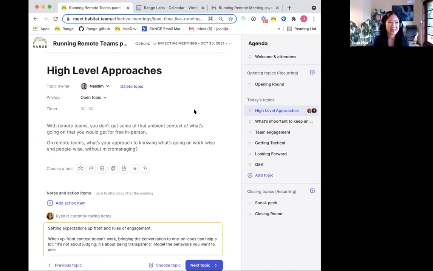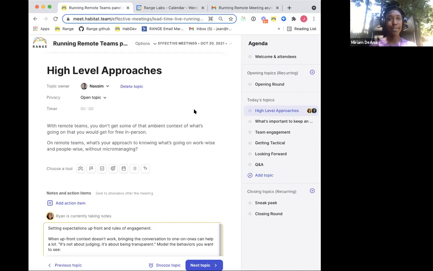Yeah. It seems silly, right? Like a little emoji, but in the absence of it, you don't know if anyone's seen anything that you've done. So it can be really useful. Any other high level approaches people have taken or mindsets to knowing what's going on without micromanaging?